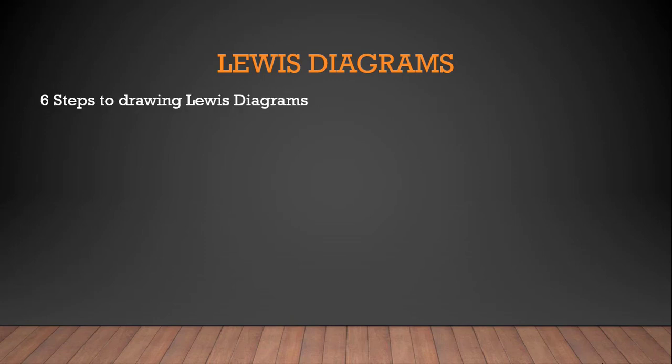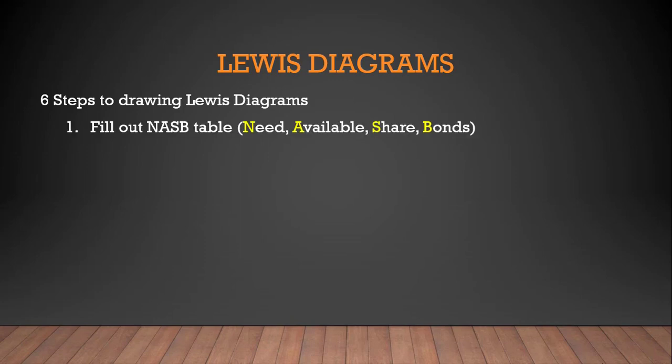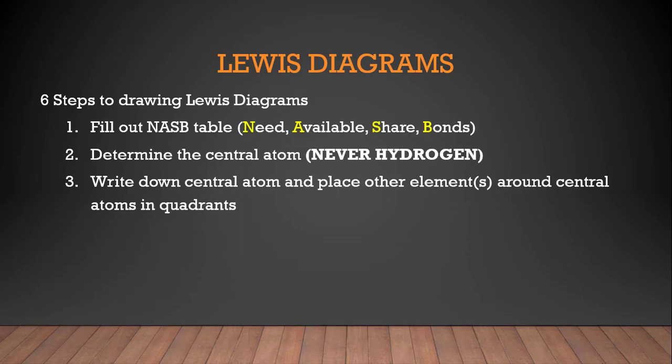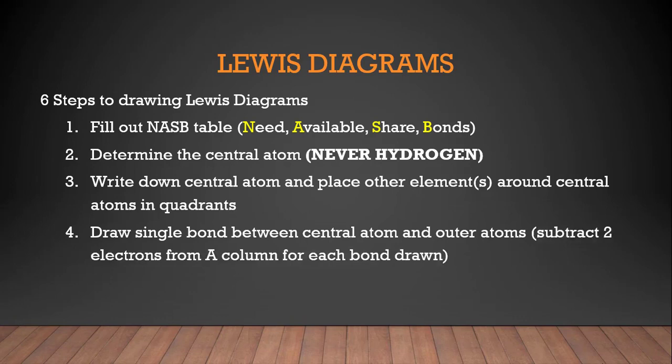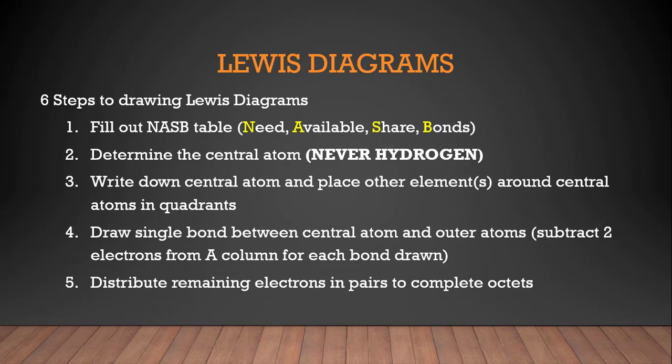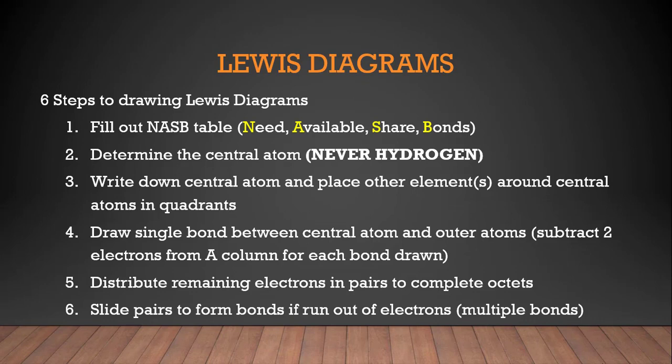We now have 6 steps because now we know how to do multiple bonds. You need your NASB table, figure out the central atom, write down the central atom and all the other elements around it. Draw your single bond between the central atom and the outer atoms. Subtract 2 electrons for each line drawn. Distribute the remaining electrons in pairs to complete the octets. But if you happen to run out of electrons before you've completed your octets, slide pairs of electrons from the outer to in between the outer and inner to make a multiple bond, and that will get it done.